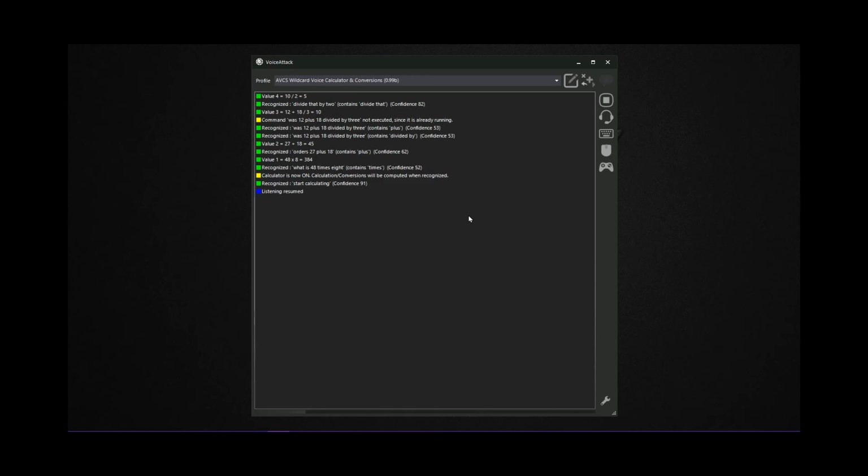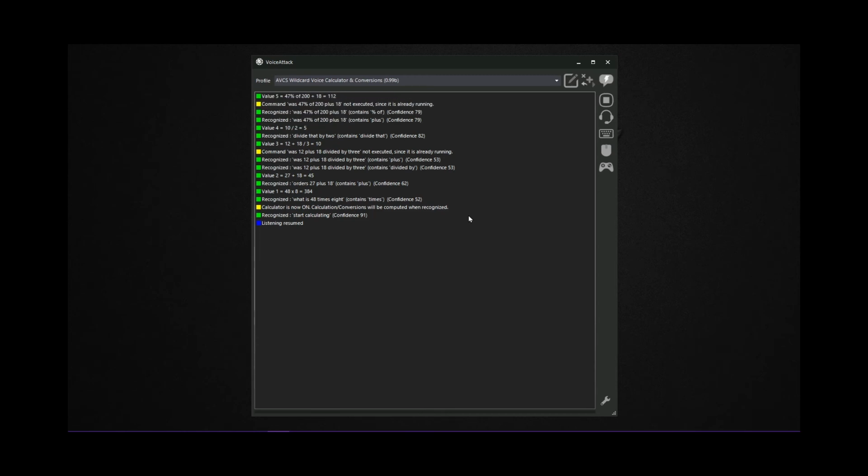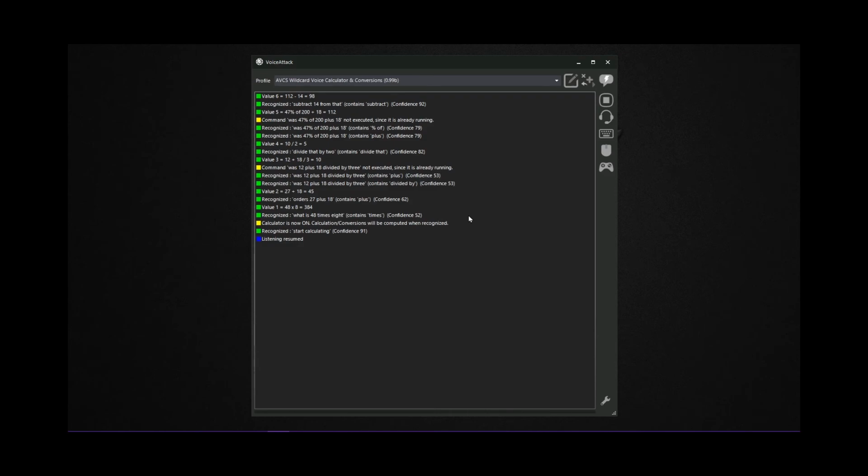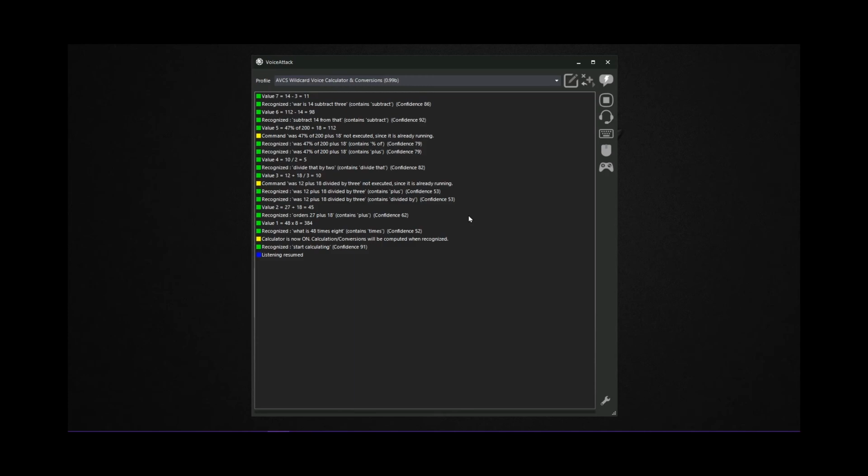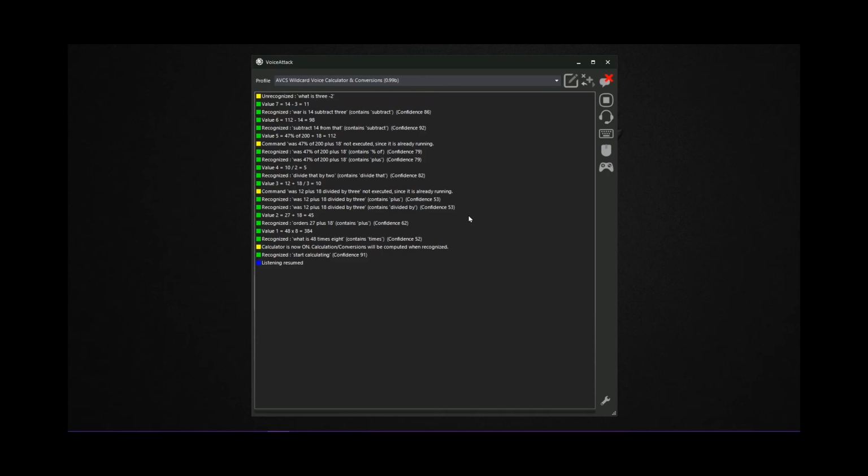What is 47% of 200 plus 18? 112. Subtract 14 from that. 98. What is 14 subtract 3? 11. What is 3 minus 2?